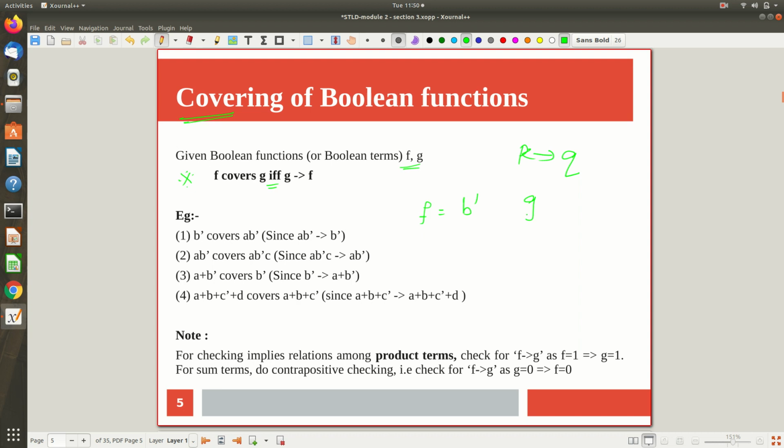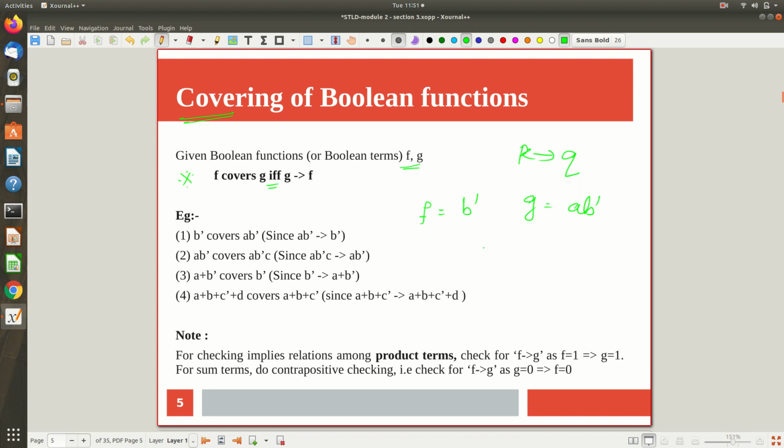And g be another function, say AB dash. And the dot operator, how these things are working, everything. Now can you tell me whether this B dash covers AB dash, or AB dash covers B dash? So don't apply your own logic, just go with the definition. You may feel like AB dash is bigger, so that is going to cover the smaller one, but don't apply such logic, just go with the definition.